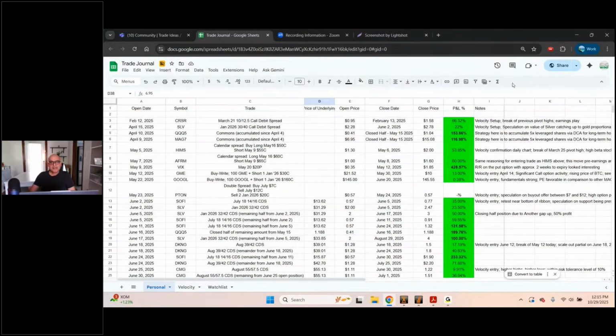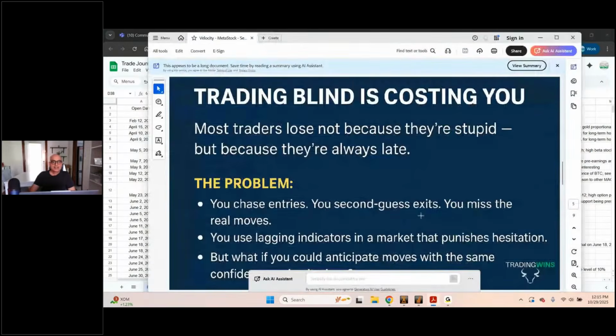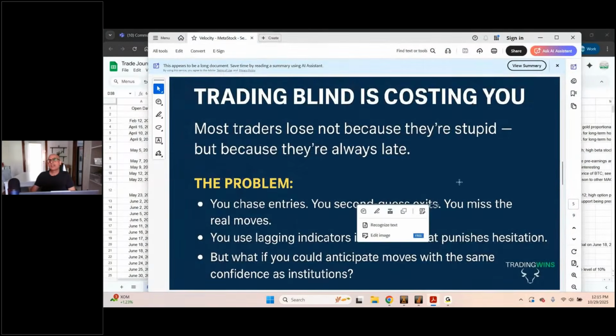So getting back to where we are, second guessing entries is probably the most significant error other than poor money management. Second guessing entries is probably the most significant error that most traders make. Right behind that is not staying in a trade long enough.